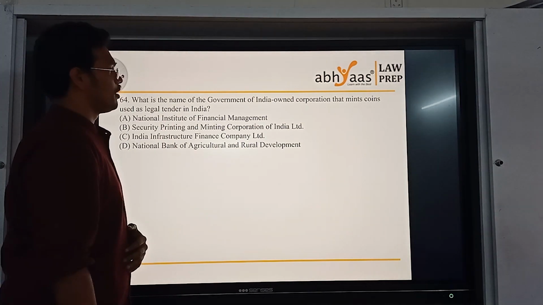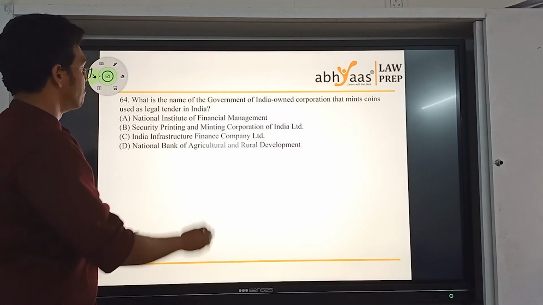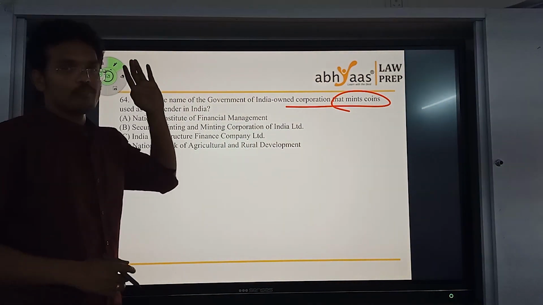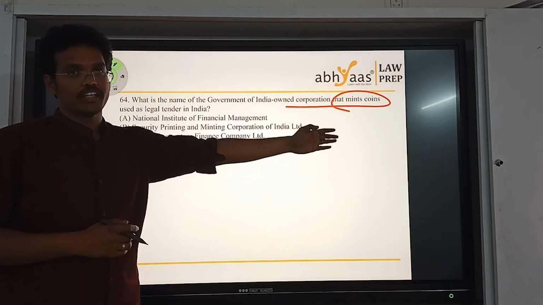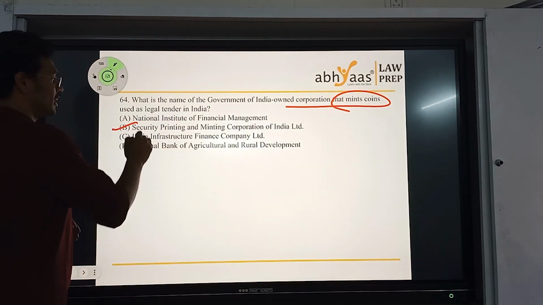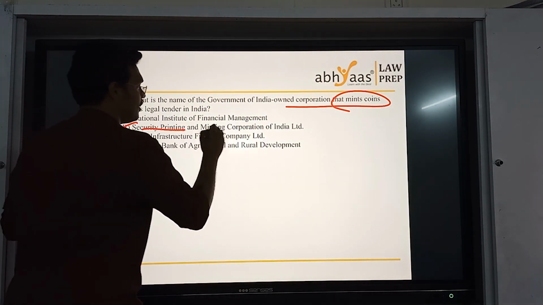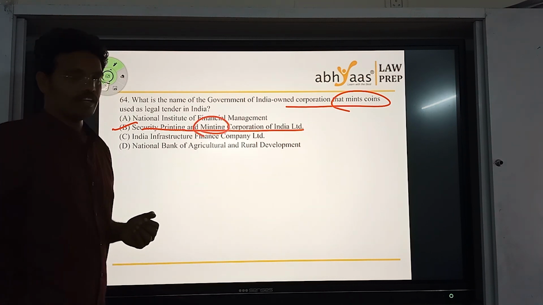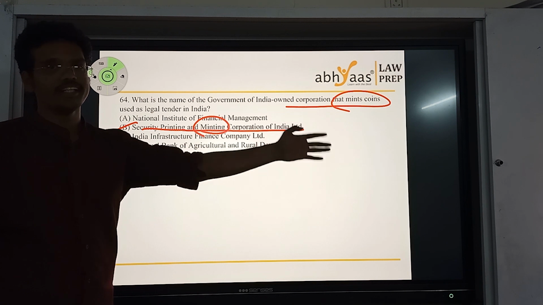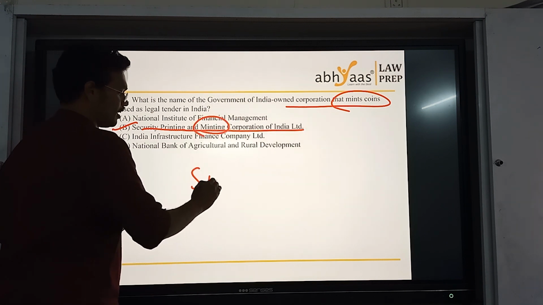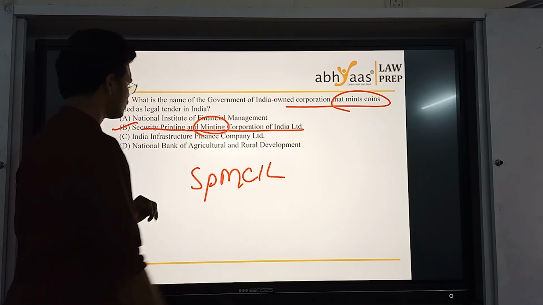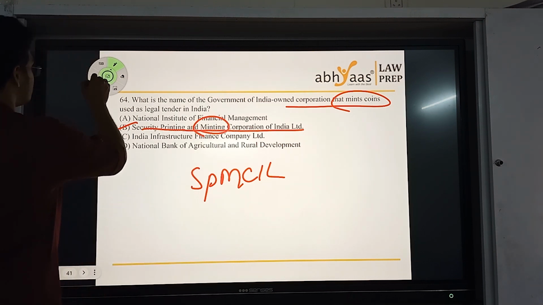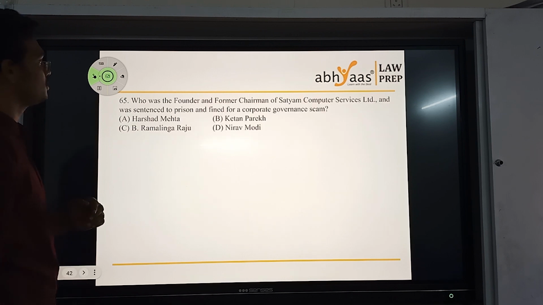What is the name of the Government of India owned corporation that mints coins? The name of the public corporation that mints coins is the Security Printing and Minting Corporation of India. In the name itself we have minting. SPMCIL is the short form. Security Printing and Minting Corporation of India is the official agency of the Government of India for minting coins.